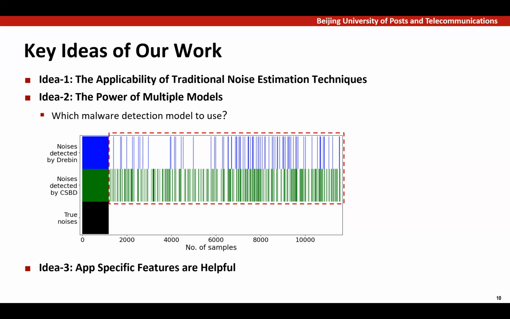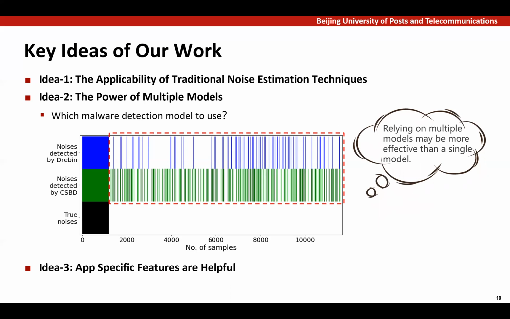And the false positives identified by the two models are usually inconsistent, because the blue and green lines rarely overlap on a straight line. This suggests that the samples on which the decisions of the two models diverge are likely to be false positives. In contrast, a sample detected as noisy by more than one model is more inclined to be true noise. Thus, relying on multiple models may be more effective than a single model.